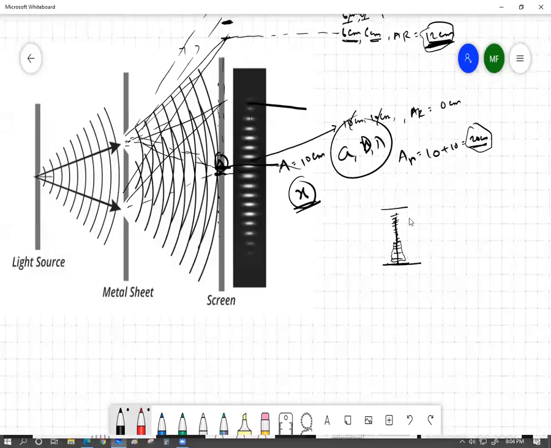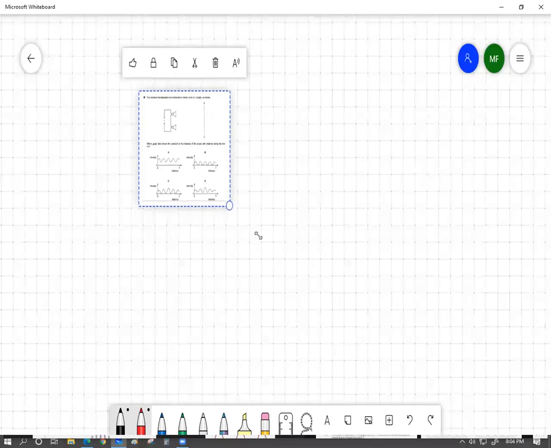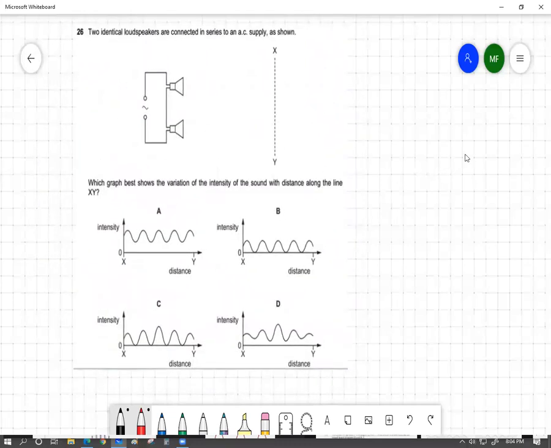Let's have a look at this MCQ. This is actually an MCQ from your syllabus and from your year, so try to understand how this should work out. Have a look. Two identical loudspeakers are connected in series to an AC supply as shown. Identical loudspeakers, which means in this case we are producing sound waves, and they are connected to the same AC supply, meaning they will be in coherence with each other. So these two are coherent sources.